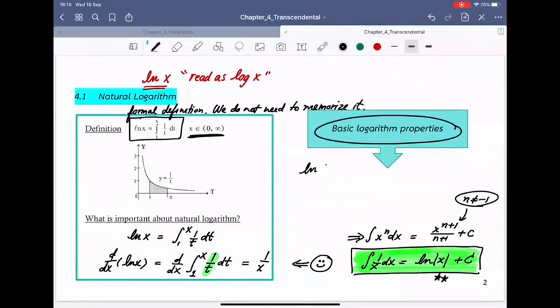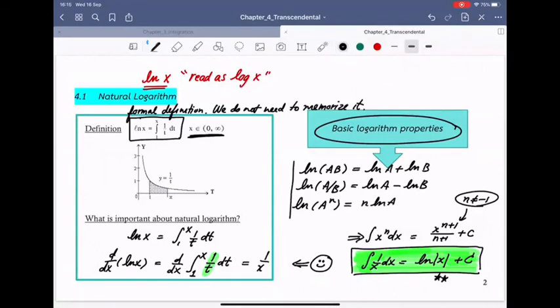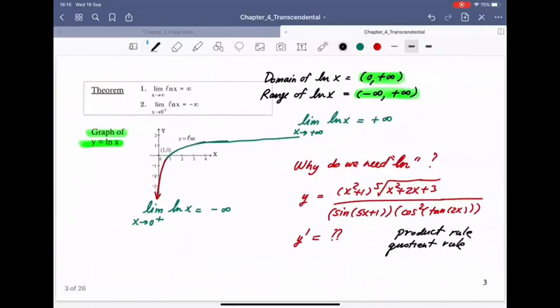If you see log of a times b, you can split it into log a plus log b. If you have logarithm of a over b, you can split it into log a minus log b. And also if you have log of a to the n power, you can move n down to n log a. This is a super good property of logarithm because it's going to help us to differentiate as well. Because when you see a function like the one that I wrote in red, you can take log first on both sides.